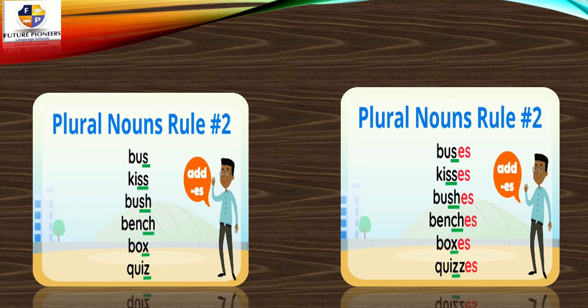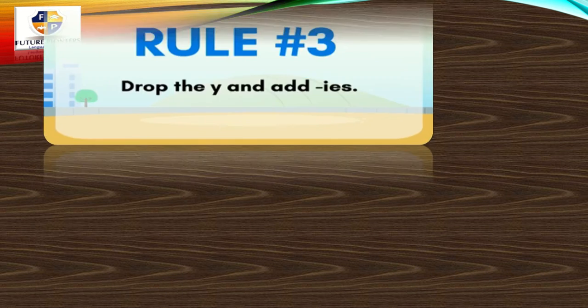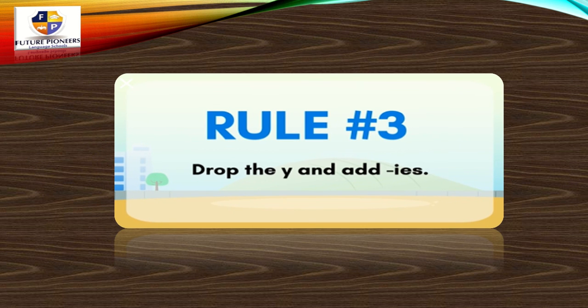Don't forget that if we have the letter Z at the end of the word, we have to duplicate it when we add the ES. When I have the word quiz, I have to make it double Z before I add the ES. Okay? Let's see more about rule number 3.